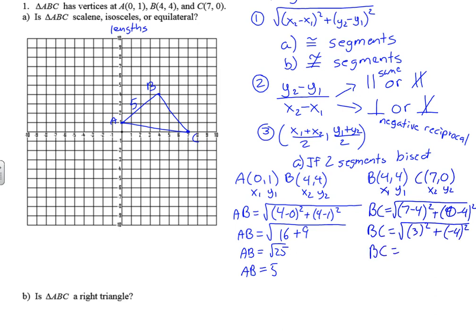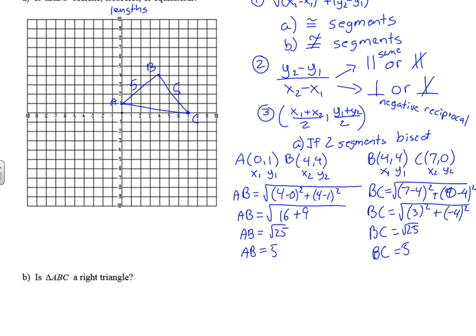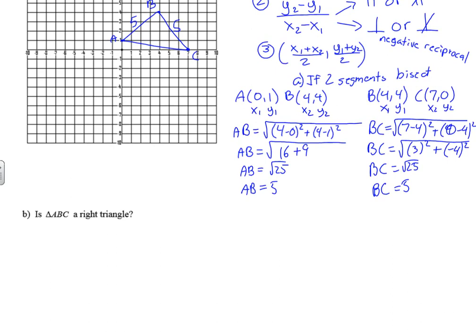This is going to be, again, 9 and 16, square root of 25. Okay, so BC is going to be 5. So at a minimum, we've got ourselves an isosceles triangle. Let's see if it is an equilateral. It doesn't look like it is, but let's go ahead and prove it.